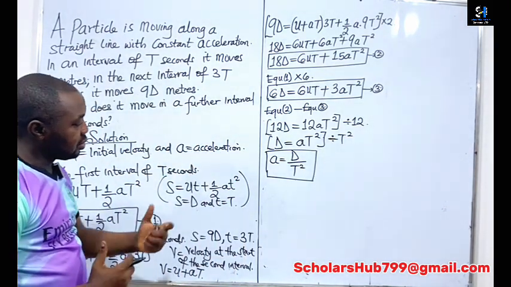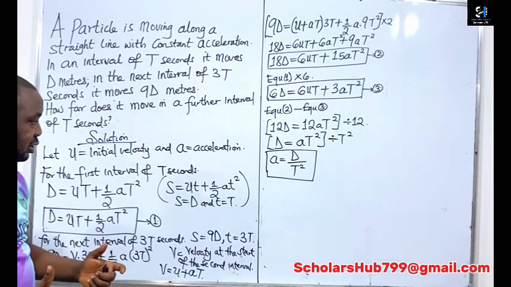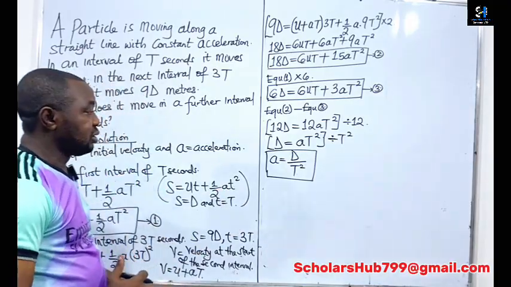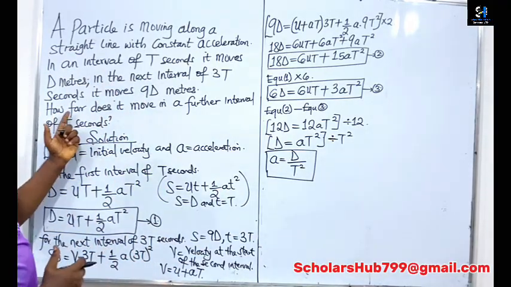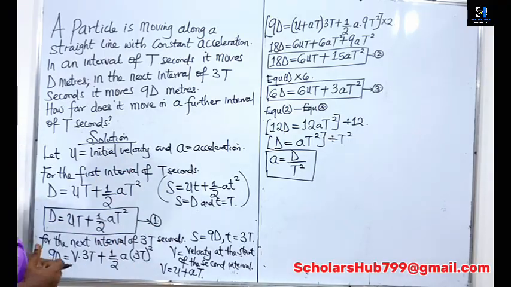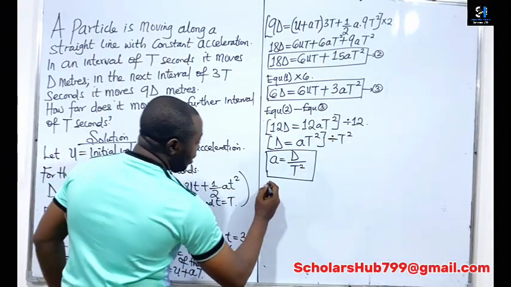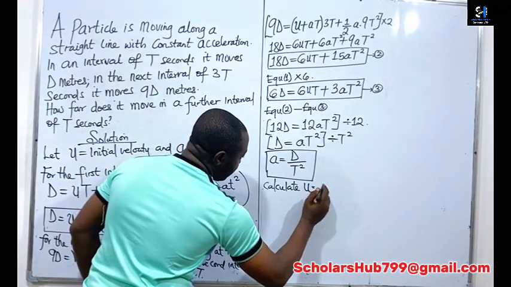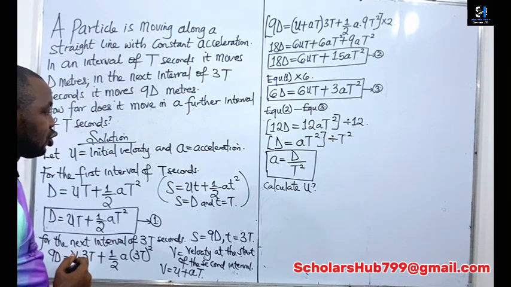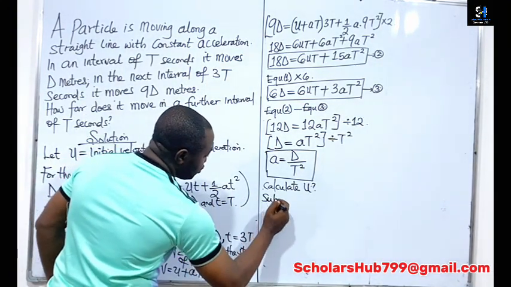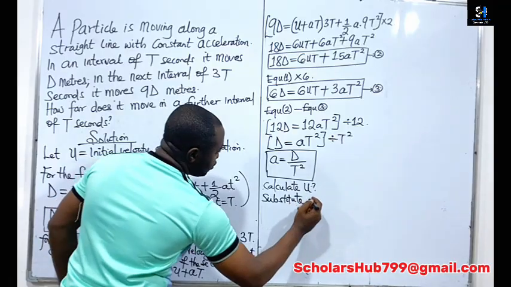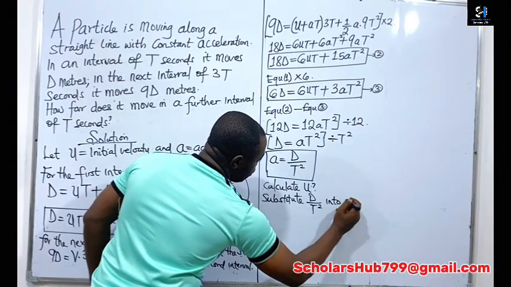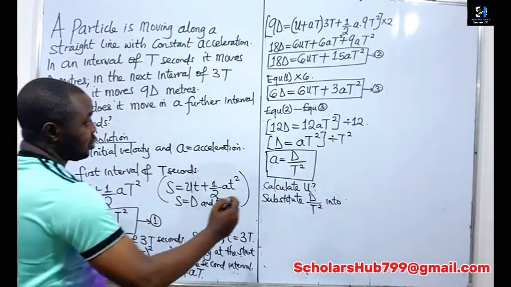Now let's also derive the expression for velocity, because like I said, we need to first find the acceleration and the velocity. With that, we should be able to find how far the particle moves in a further interval of t seconds. So let's calculate the initial velocity. What I will do now is substitute d over t squared into, let me use equation 1 to make it faster.